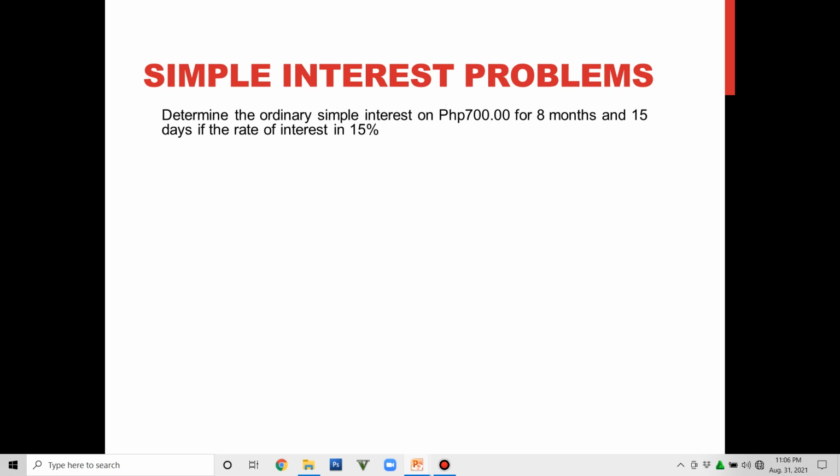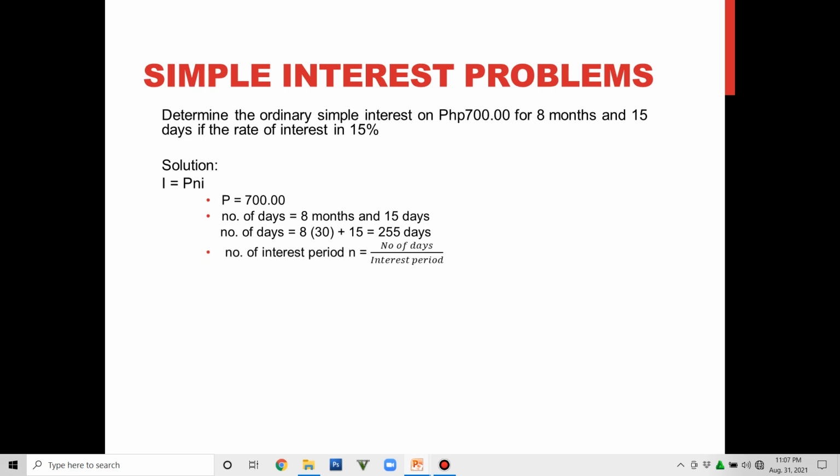Determine the ordinary simple interest on 700 pesos for 8 months and 15 days if the rate of interest is 15%. As a matter of solution, we are going to use I is equal to PNi. The principal is 700 pesos. We need to take note of the number of days. The 8 months should be multiplied by 30. It is assumed that every month has 30 days because this is ordinary simple interest. Ordinary kasi there's no specified date and year. So we assume that every month is 30.